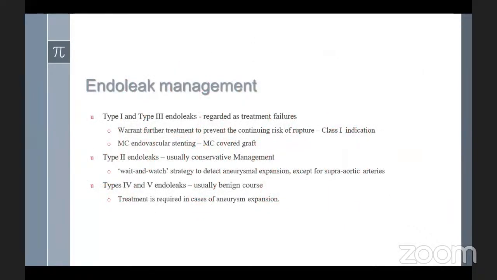So what is the management of the different types of endoleak? Type 1 and 3 are treatment failures, which need further management because they increase the risk of rupture, and it's a class 1 indication, and the management is with another endovascular stenting. Type 2, usually conservative management, yearly follow-up to detect any aneurysmal expansion. Type 4 and 5 usually have a benign course, and need intervention only in cases of aneurysmal expansion, that means if we reach the indication of 5.5 aneurysmal dilatation, then that needs intervention.